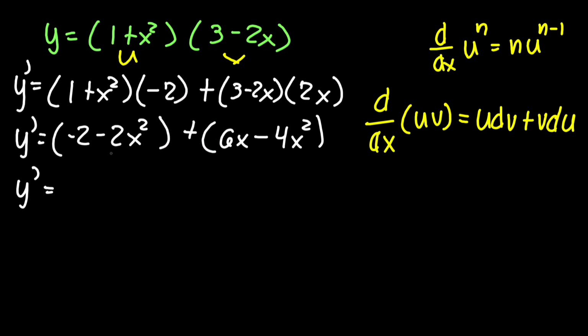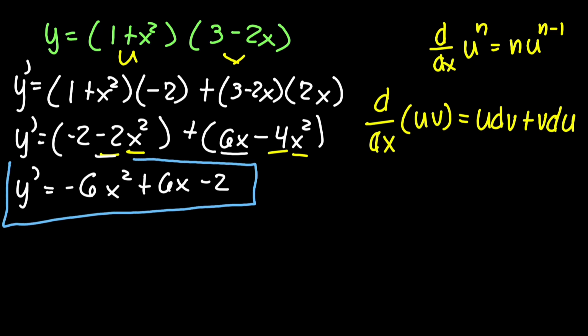In this case, we have an x squared variable here, so we would want to combine the coefficients. Negative 2 minus 4 would be equal to negative 6x squared. 6x, there is no other variable that has an x here, so just put this as 6x, and what's left here would be negative 2. And this would be your derivative for this one.